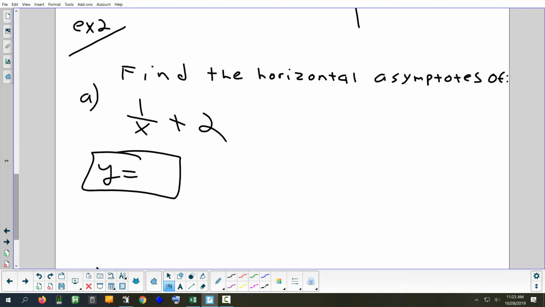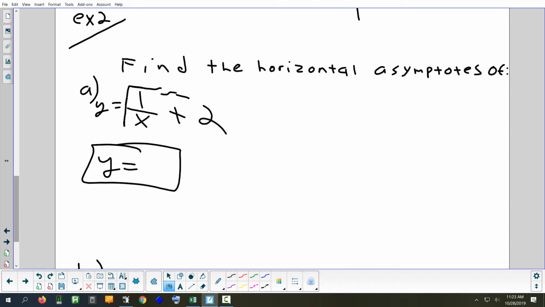On the test, some people mixed all of those up. They just switched the letters. Horizontal has to be y equals. Vertical has to be x equals. It's just the way it works. So now, here's your equation. Y equals 1 over x plus 2. Now, in that equation, let x get really, really big and tell me what y is approaching.